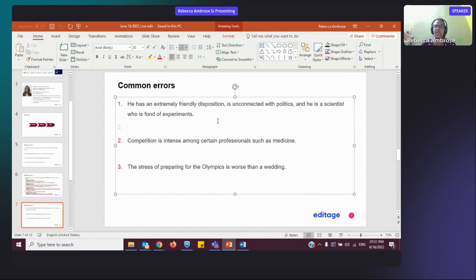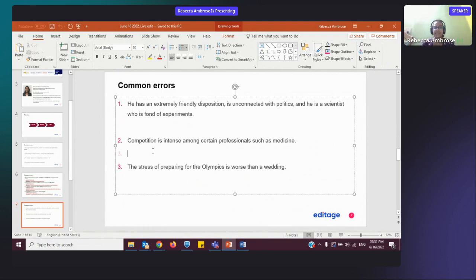Or we would have to say he is an extremely friendly person, is unconnected with politics, and is a scientist who is fond of experiments. So we use is everywhere for all three components. So that's one way to make this sentence parallel.